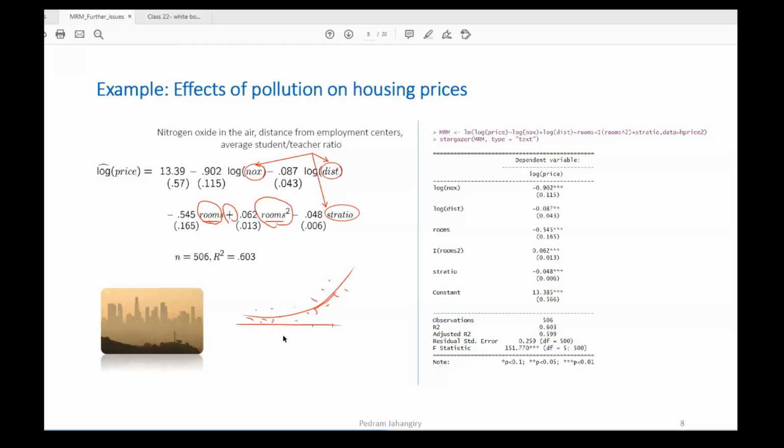In this case, it seems that the data decided that the sign is positive. So the data is suggesting that we see something like this. Again, maybe you think that it's counterintuitive, but this is what the data is suggesting.